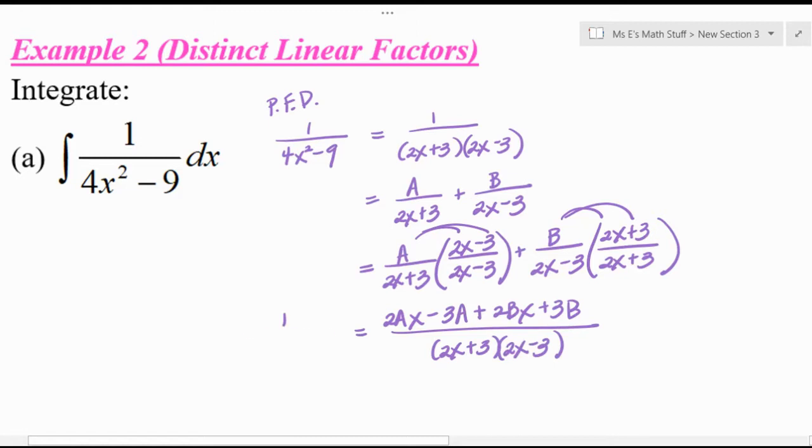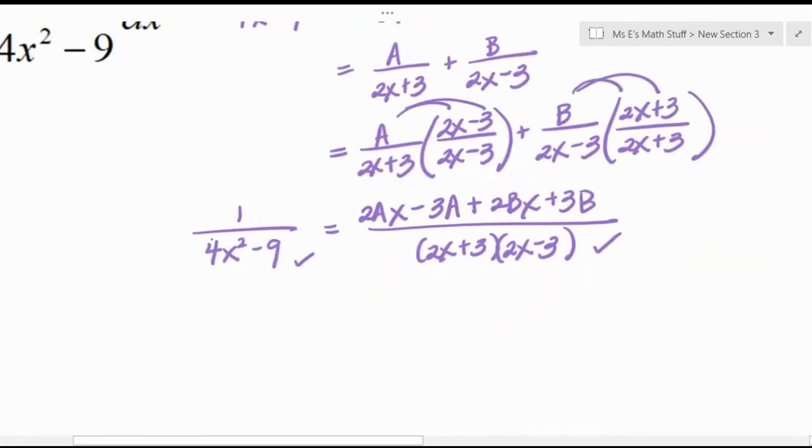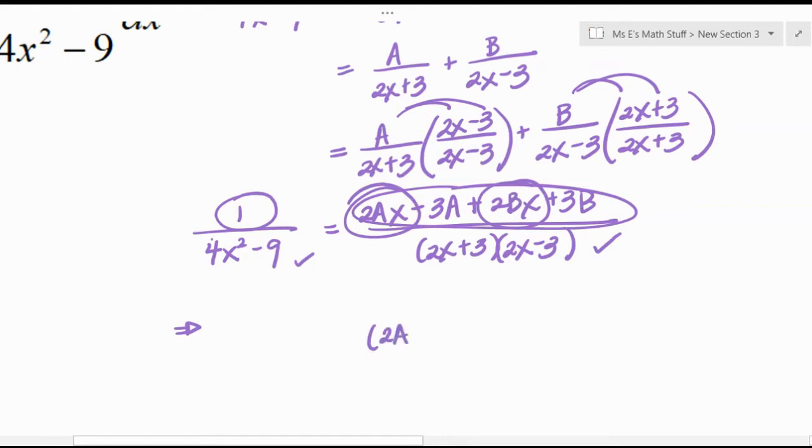And the whole thing was supposed to equal 1 over 4x squared minus 9. Okay, so I just won the denominator battle. The denominators do equal each other. So now I just need to make the numerators equal each other. So I need 1 to equal this big mess. Let's skip a step here. Let's group the x terms together and factor the x out. So 2A plus 2B times x, and then let's group the constant terms, negative 3A plus 3B together.